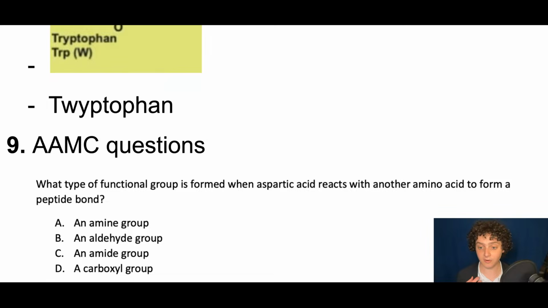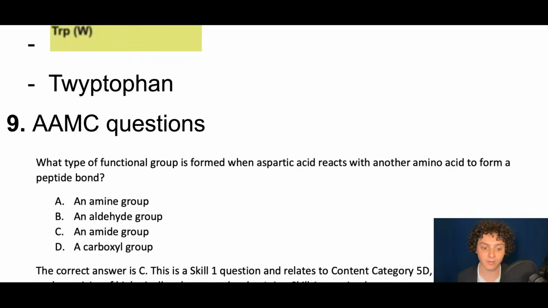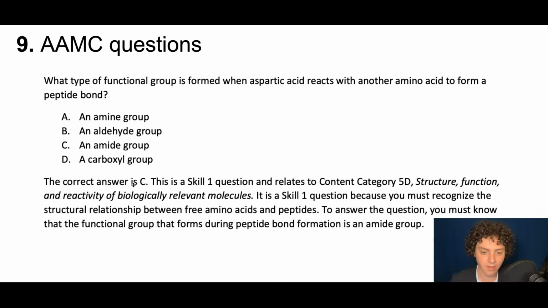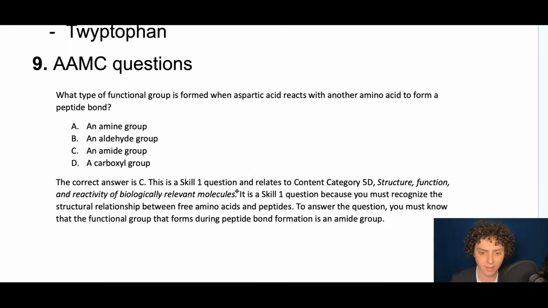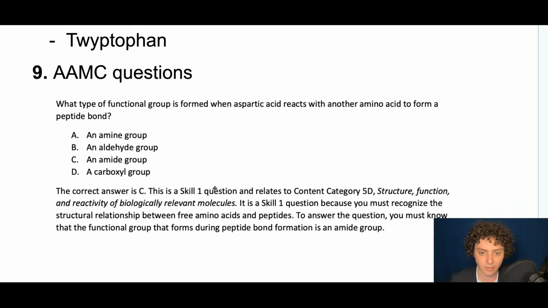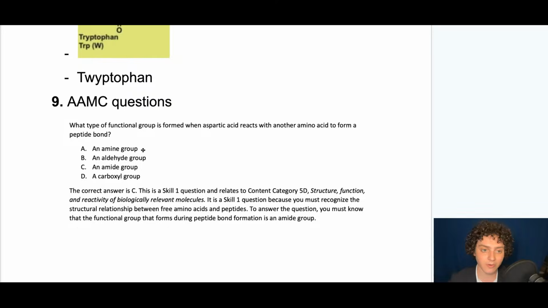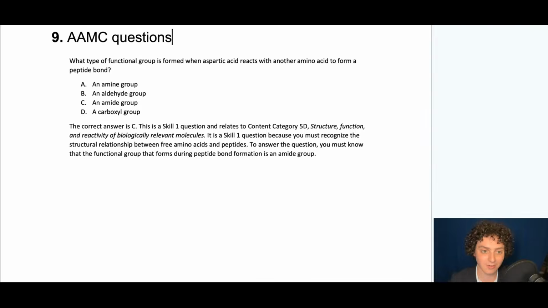This could go for any bond between amino acids. As mentioned before, when one amino acid binds to another amino acid, it forms an amide group, or a carboxylic amide. So that is indeed the answer. And the AAMC's explanation of this is pretty patronizing. I wouldn't read the AAMC's explanation for all the questions. I mean, skim through it. But anyway, the functional group that's formed when one amino acid binds to another is an amide group.